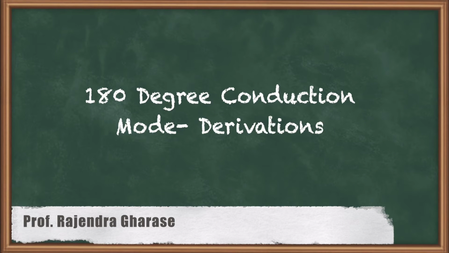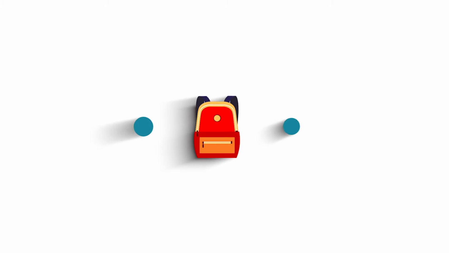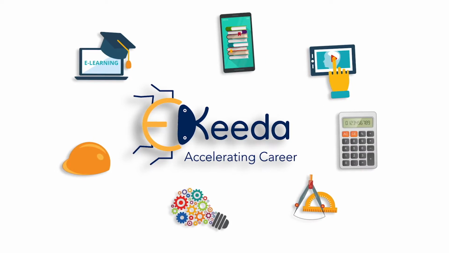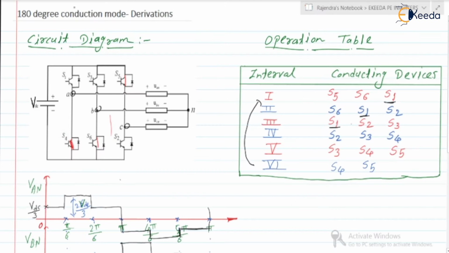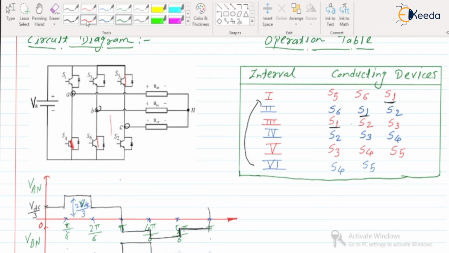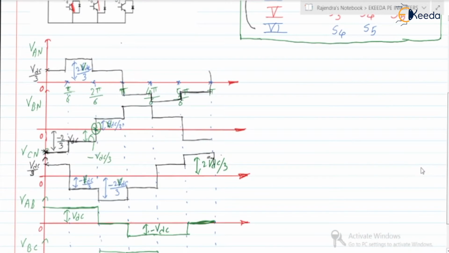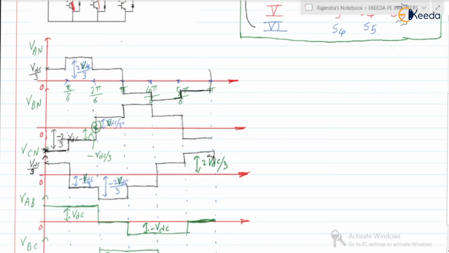Hello friends, in this video we are going to discuss the derivations of 180 degree conduction mode 3-phase inverter. So we already discussed the waveforms. Here we are going to derive the RMS value of the phase voltage and the RMS value of the line voltage. If you check, the phase voltages have the same waveform, the only change is they are displaced by 120 degrees.